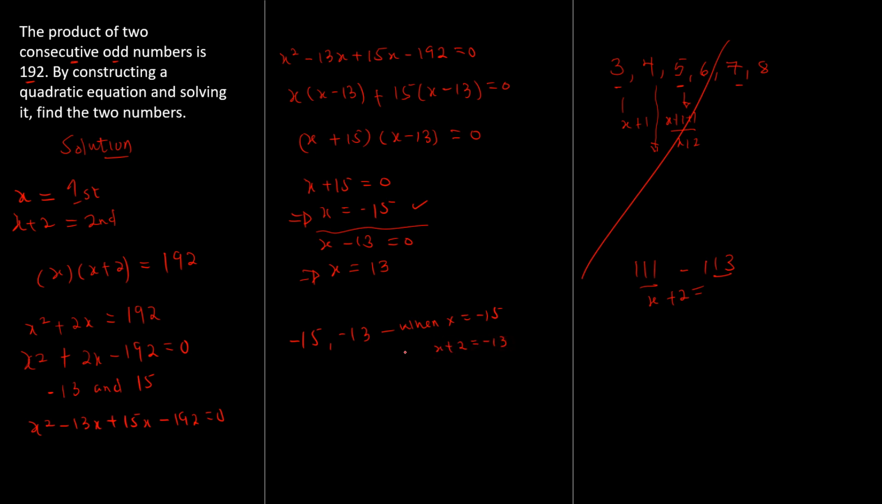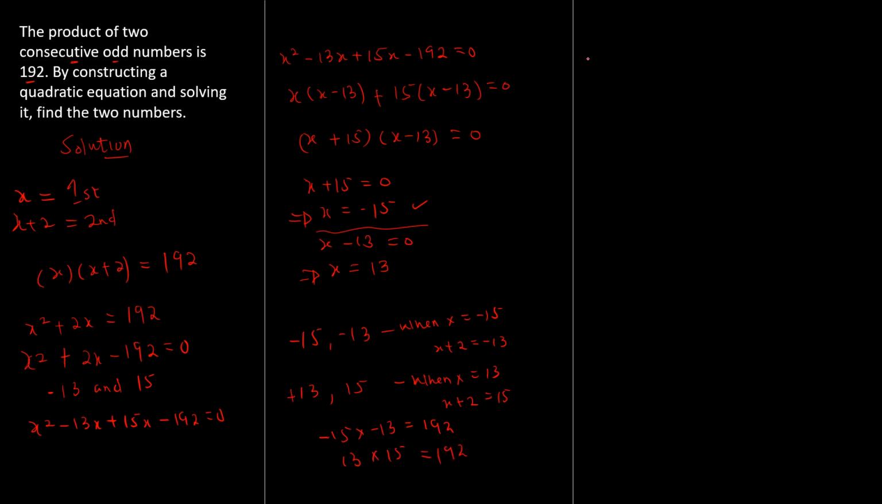And when x is positive 13, the next consecutive number would be 15. So when x is equal to 13, x plus 2 will give us 15. But the good news is when you multiply negative 15 by negative 13, you're going to get 192. And when you multiply positive 13 by positive 15, you're going to get 192.